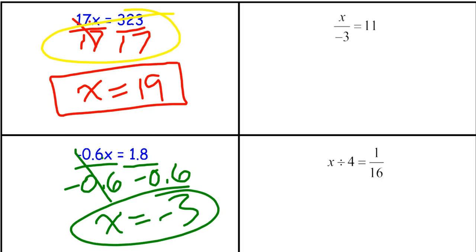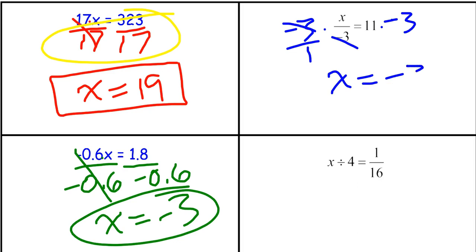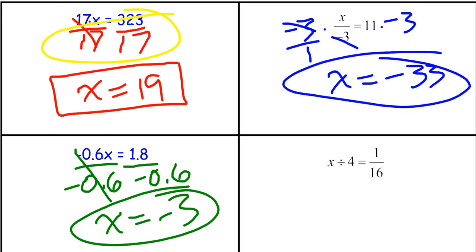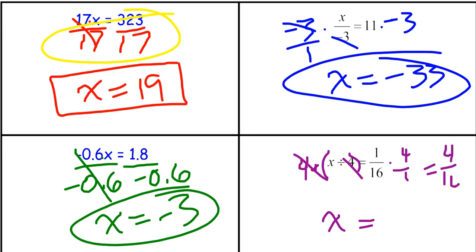Over on the upper right-hand side, we have x divided by negative 3. We'll multiply it by negative 3, again, on the side rather than below. That way we can see that fraction multiplication that cancels it there. 11 times negative 3 is, of course, negative 33. And then down in the lower right-hand corner, we put a division sign here just so you could see the operation in a different way. Going to multiply by 4 on both sides. On the left-hand side, we end up with x. On the right-hand side, we end up with 4/16 or 1 over 4.